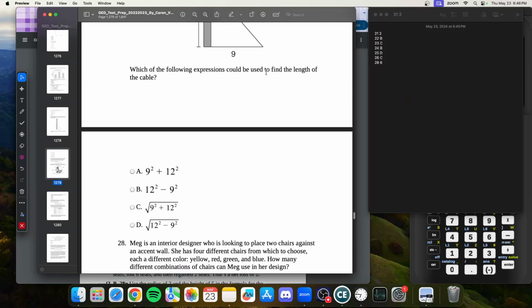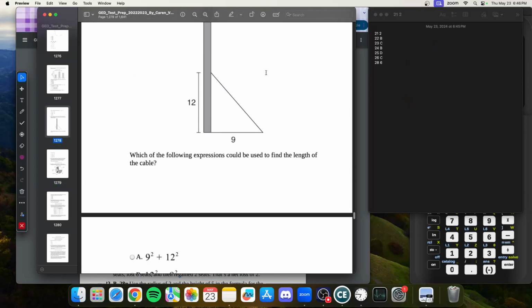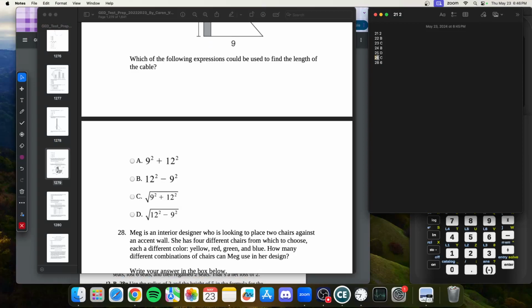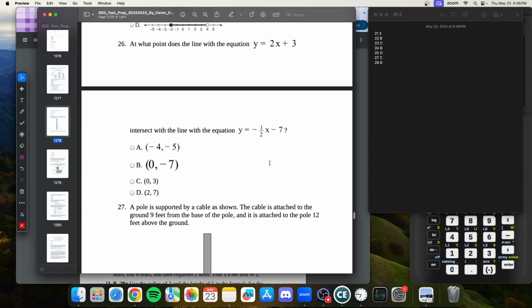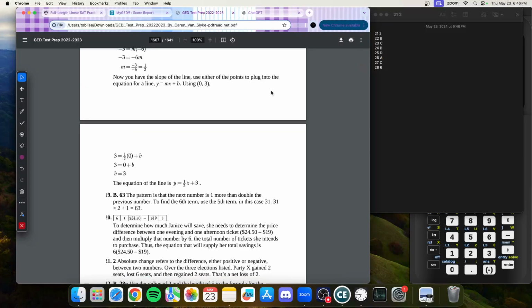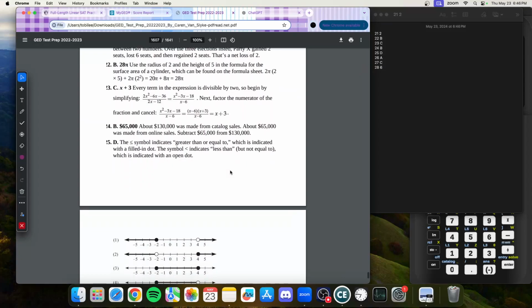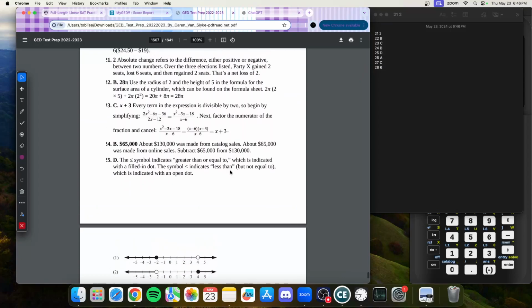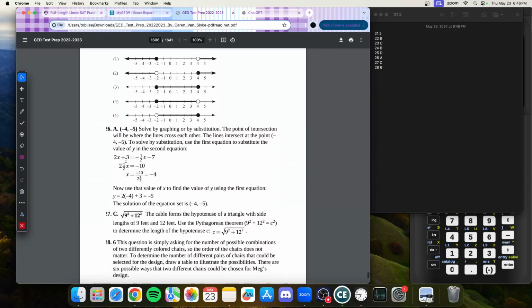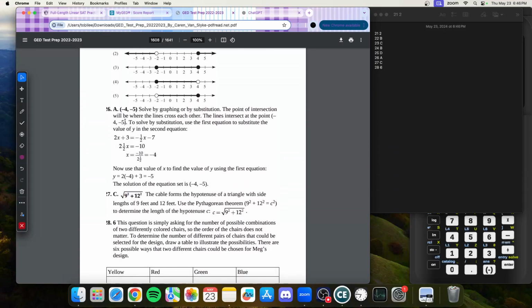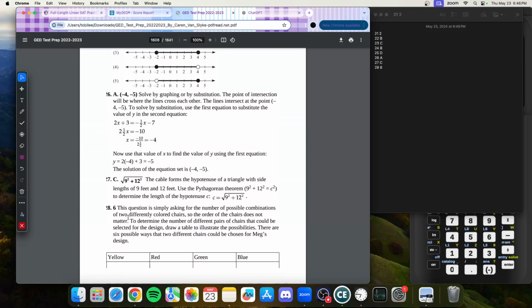We'll check in a second. This one was 27. 27 is C. I must have missed a question. 25 was A. No, 26 is A. 26 is A. Okay. Let's check these really quick. Two B, C, B, D. And then we have 26 is A, C6.